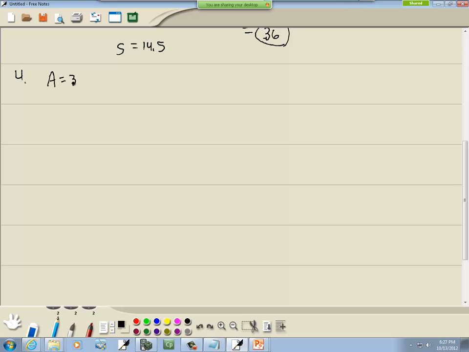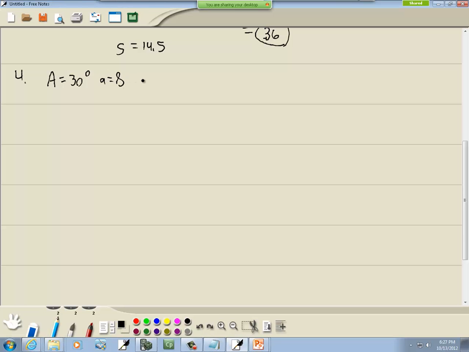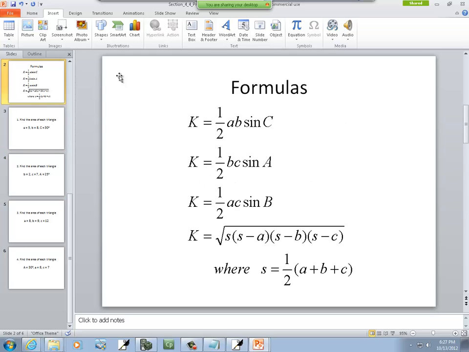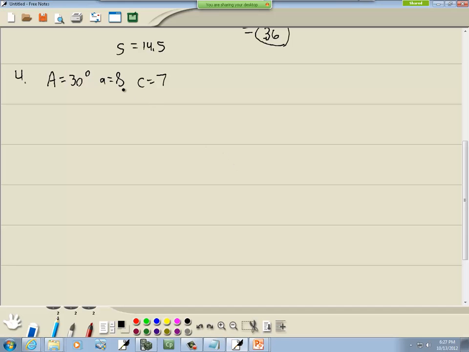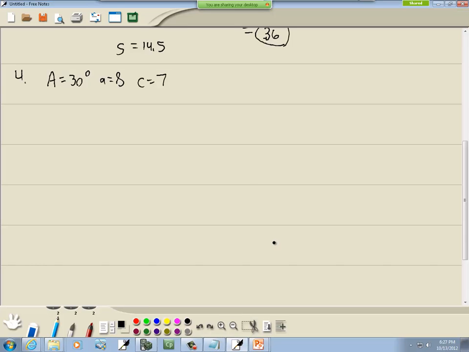Given angle A is equal to 30 degrees, little a is 8, and side C is 7. So come up here. Here's angle A. We need B and C, but we don't have B and C. We have A and C. That doesn't work. Down here we need all 3 sides. So it doesn't feel like we've got enough information.